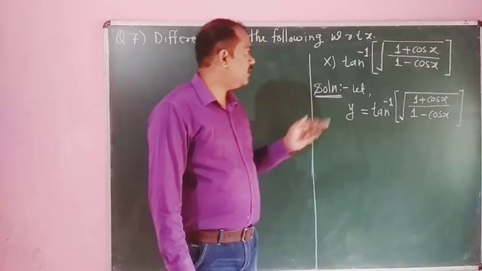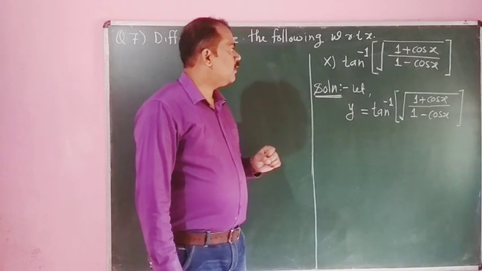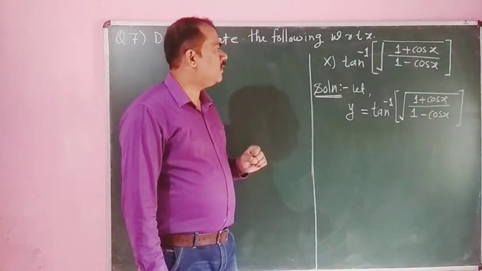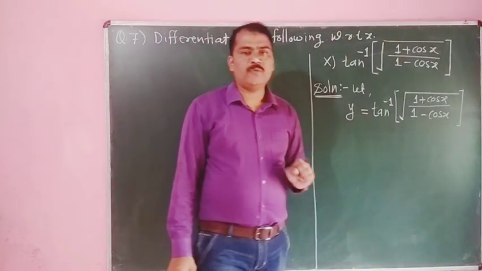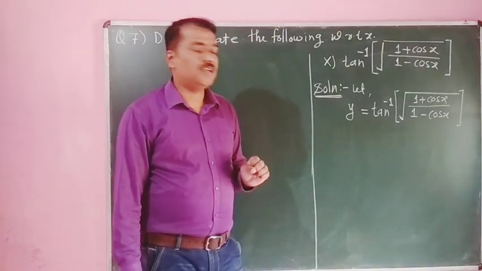What is example number 10? Tan inverse of root of (1 plus cos x) divided by (1 minus cos x). Let y is equal to tan inverse of root of (1 plus cos x) divided by (1 minus cos x).